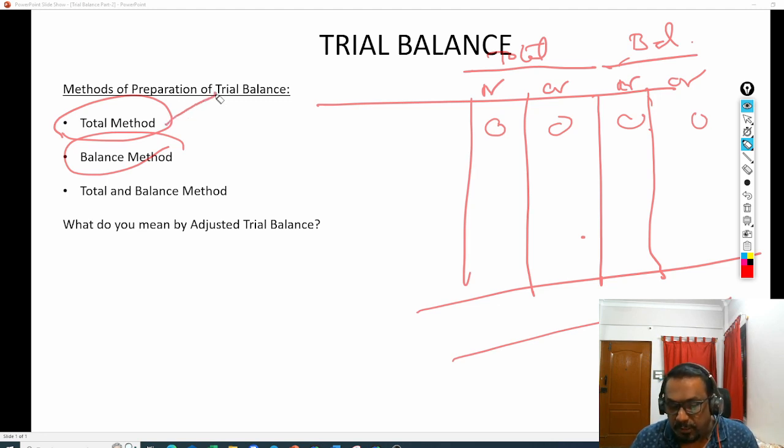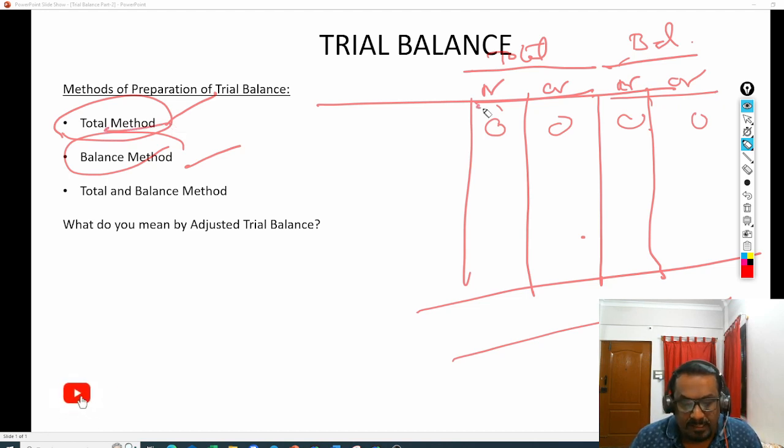Once you know what is total method and what is balance method, you just create 4 lines. First 2 lines for total method and 2 lines for balance method, and you update those figures in this statement. That is called trial balance prepared in total and balance method. Nothing special here.